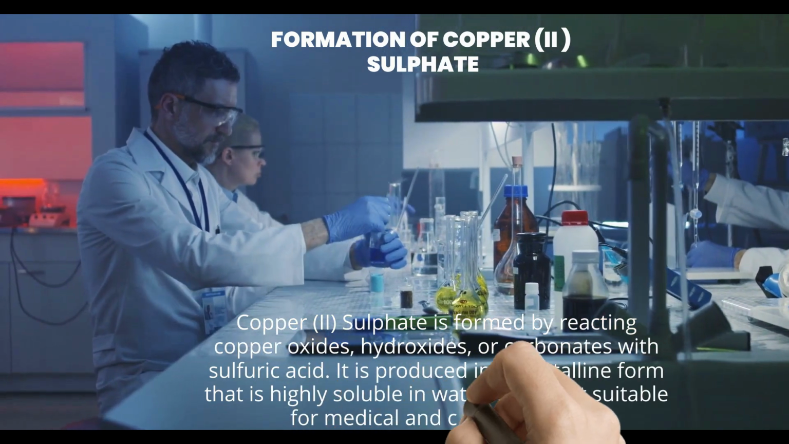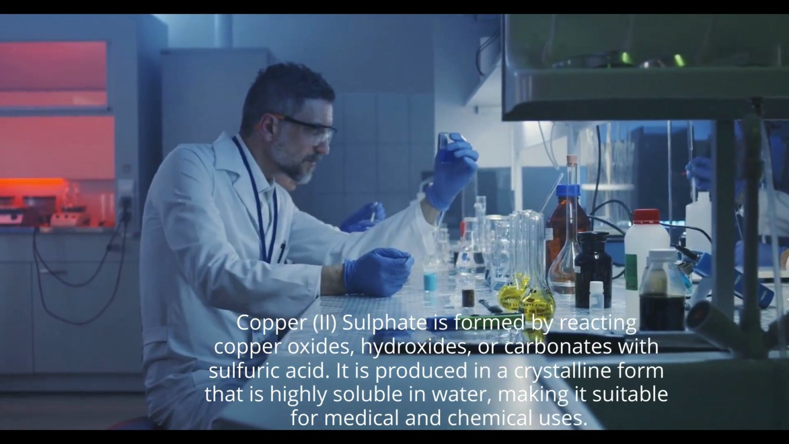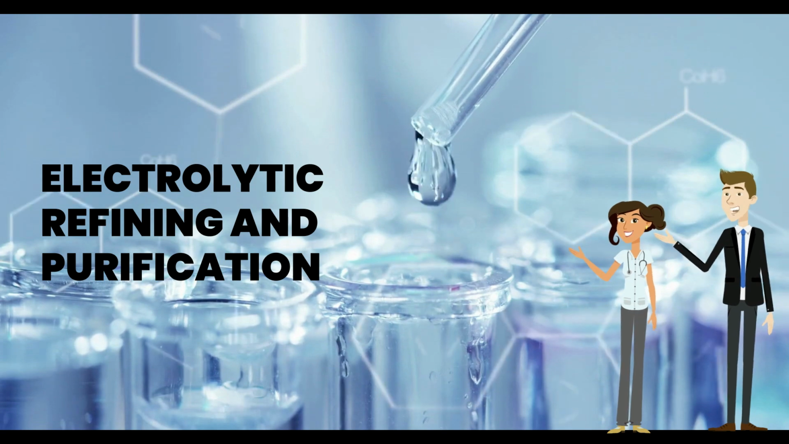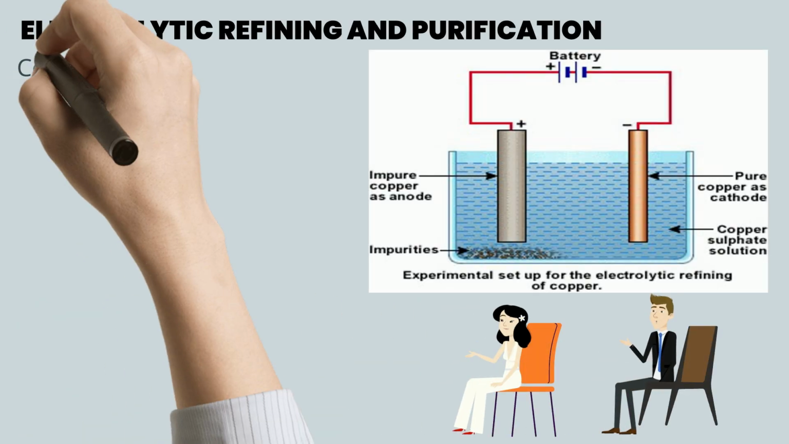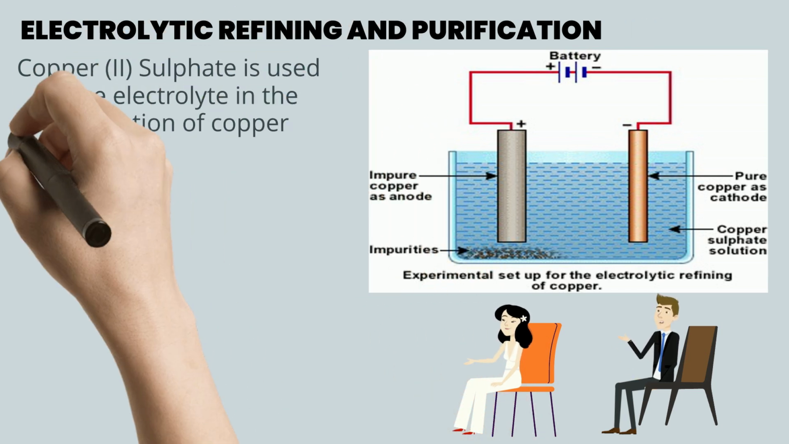It is produced in a crystalline form that is highly soluble in water, making it suitable for medical and chemical uses. Next, we will talk about the electrolytic refining and purification. Copper(II) sulfate is used as the electrolyte in the purification of copper through electrolysis.